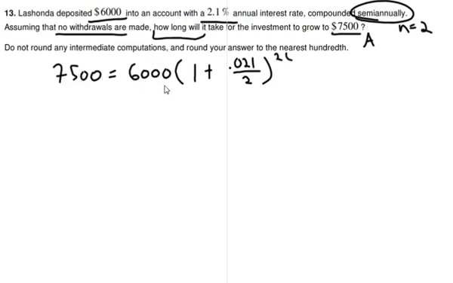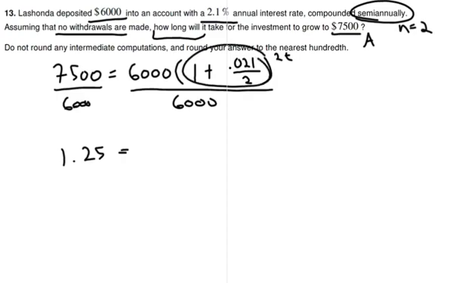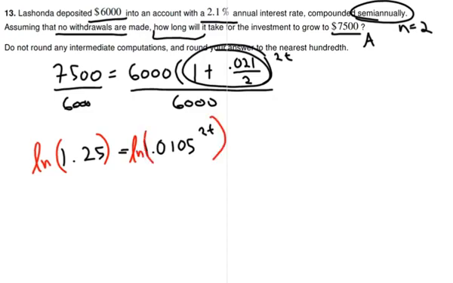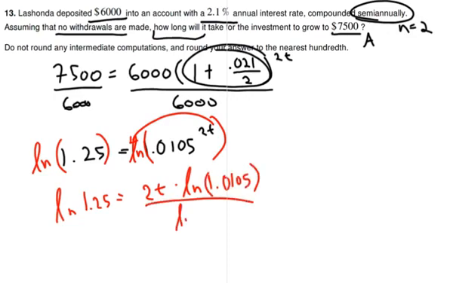So the final amount equals the principal amount times 1 plus 0.021 divided by 2, all raised to the 2t power. I'll divide both sides by 6,000 to isolate some of these terms. That gives me 1.25 on the left-hand side. That parentheses term combined is 1.0105 to the 2t power. Same as last time, I'll take the natural log of both sides, and in doing so, I'll be able to bring that 2t exponent out to the front. So I now have natural log 1.25 equals 2t times natural log 1.0105.